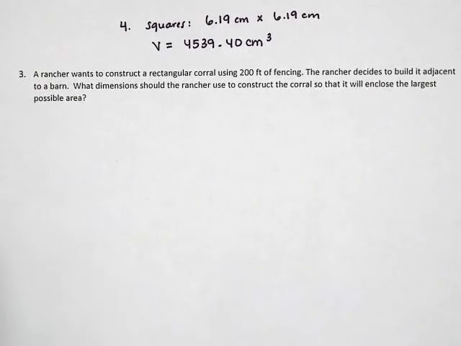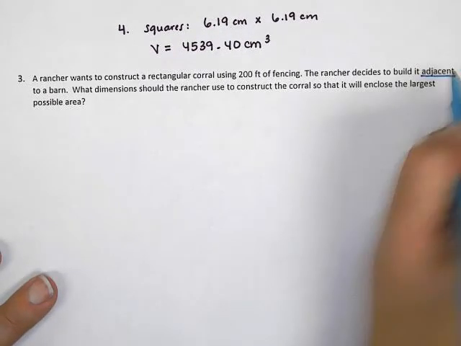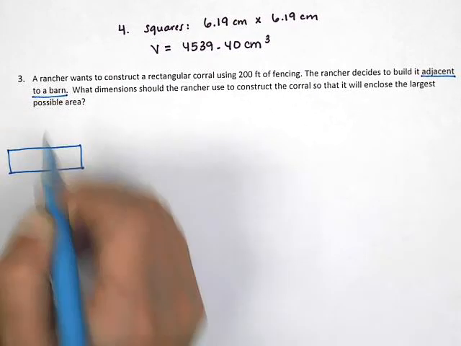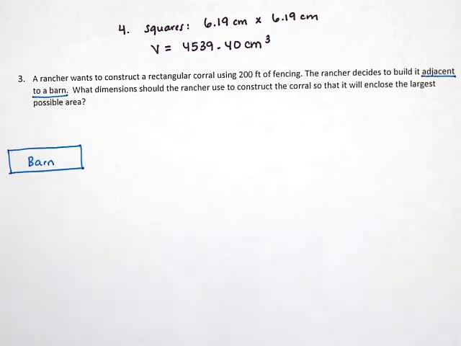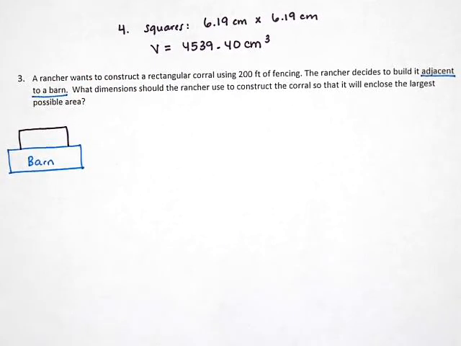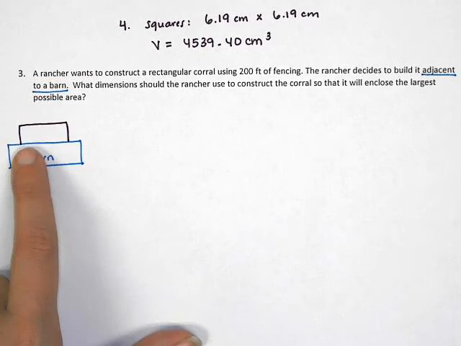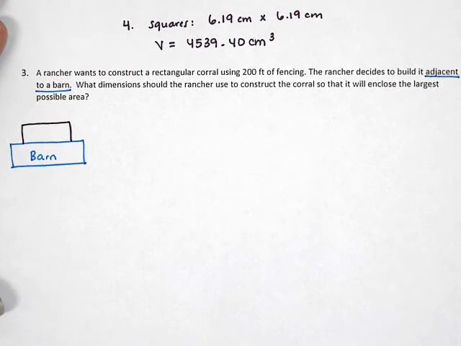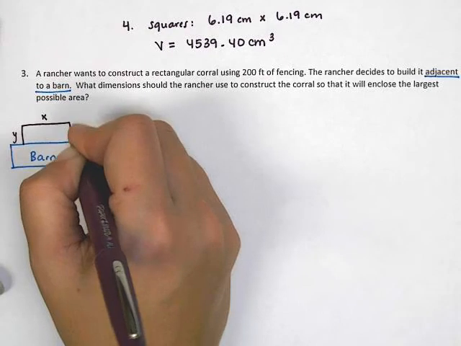The rancher decides to build it adjacent to a barn. What dimensions should the rancher use to construct the corral so that it will enclose the largest possible area? Now, when it says we're building it adjacent to a barn, I think it can be very helpful to sketch a picture here, so I'm going to. It means if the barn is here, then the rectangular corral is going to be here. Now, what that also means is I don't need a fence on this side of my rectangular corral. So if I give my rectangular corral some labels, I usually call horizontal pieces x's and vertical pieces y's.